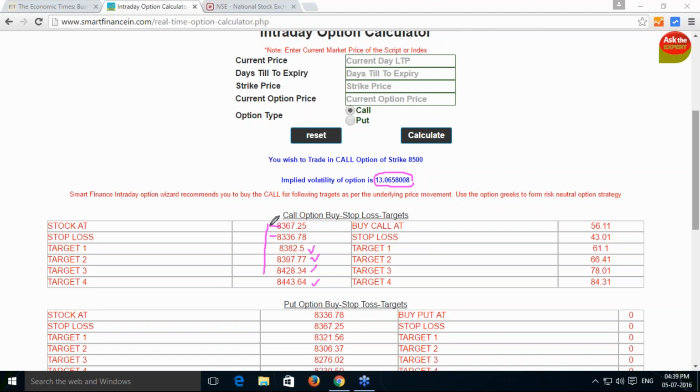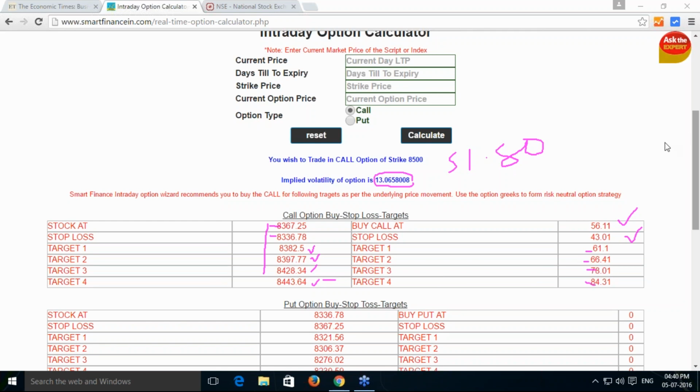Then the call option. The call option was trading at 51 rupees and 80 paisa, and based on that the calculator is telling you to buy the call option at 56 rupees and 10 paisa. Keep a stop loss of 43. When the Nifty touches 8382, the call option will be trading at 61. When the Nifty touches 8397, the call option will be trading at 66. When the Nifty touches 8428, the call option will be 78. When the Nifty touches 8444, it will be trading at 84 rupees.